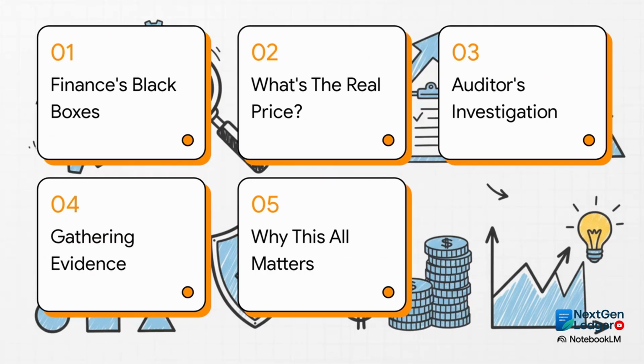So here's our game plan for this explainer. First, we're going to define what these black boxes actually are. Then, we'll look at how anyone even tries to price them. After that, we'll follow along with an auditor's investigation to see how they hunt for evidence. And finally, we'll tie it all together and see why this is so important for the entire financial system.